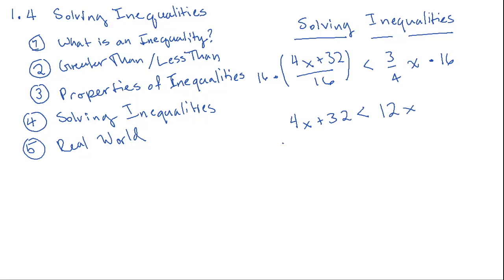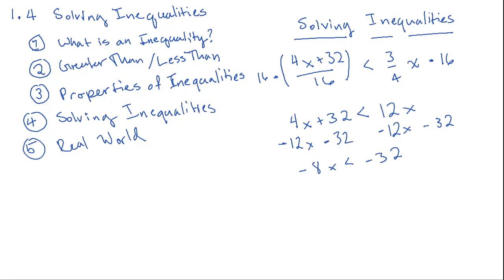Then what I'm going to do is, let's see. I think the best thing for me is probably going to be to subtract 12x from both sides, I guess, just because I want x on the left, which means I'm going to have to subtract 32 from both sides. So then 4x minus 12x is going to be negative 8x less than, and then these will cancel. You'll be left with negative 32.